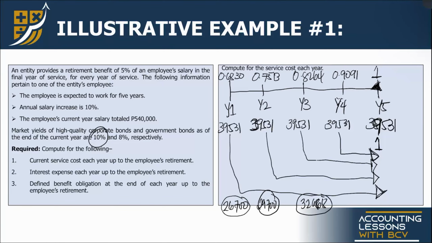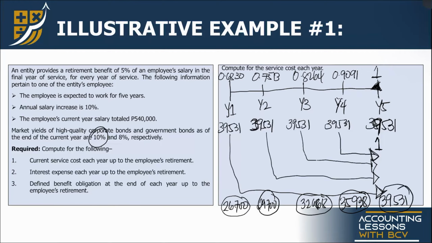For year 4, 39,531 times 0.9091, 35,938. And lastly, for year 5, you don't need a calculator because it's the same already. It's 39,531.